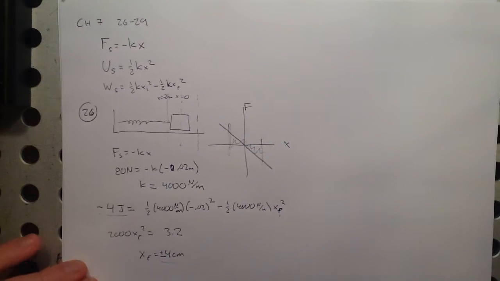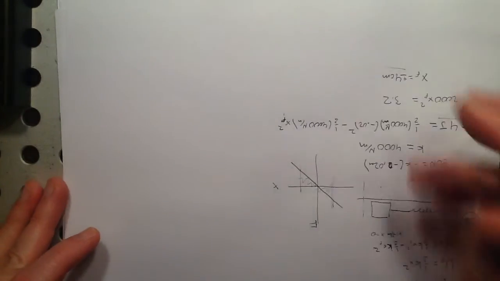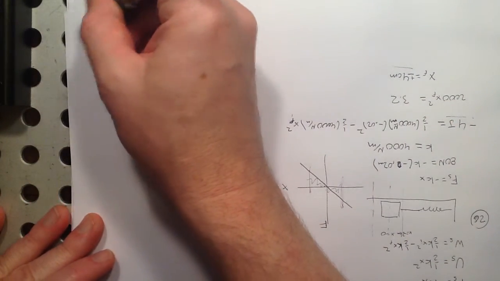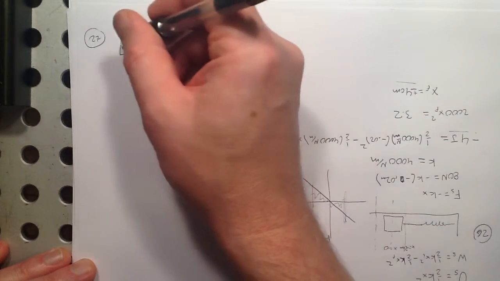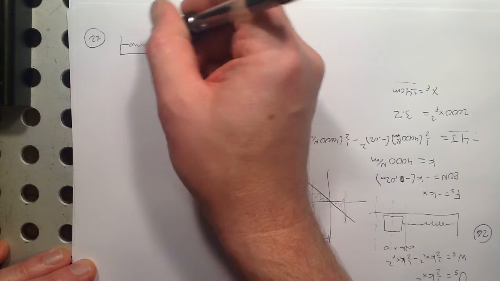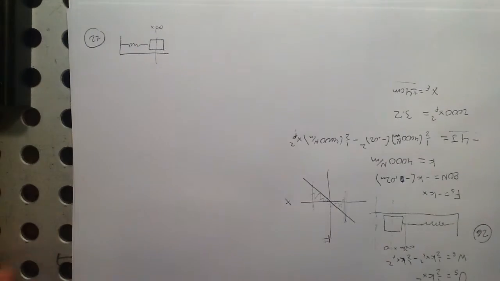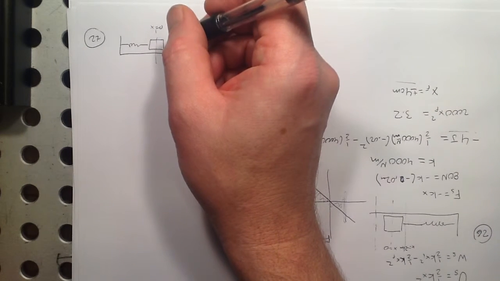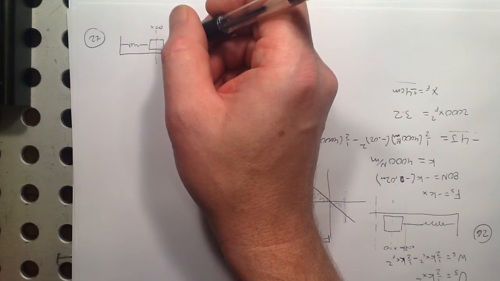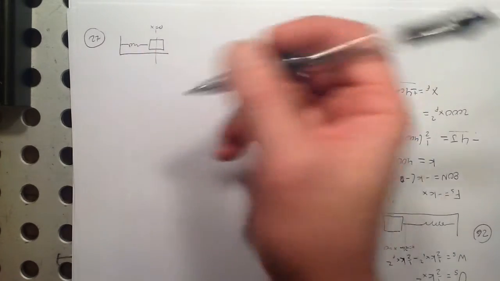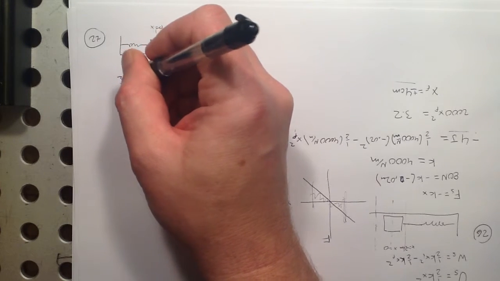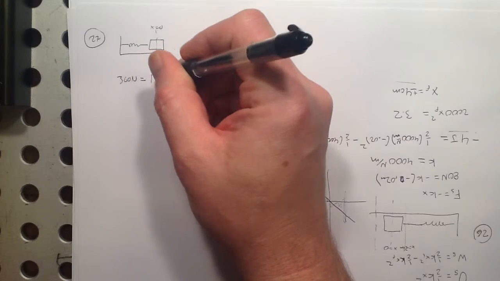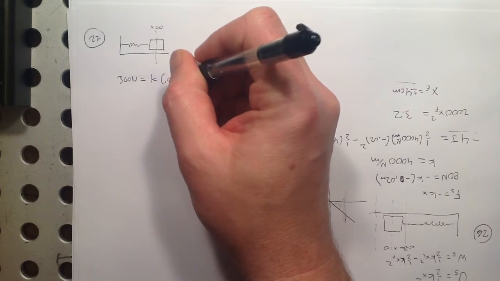27. I'll use the other side of this paper here. A spring and block are in the arrangement of figure 7-9. Again, that's this arrangement where this is the equilibrium position. When the block is pulled out to 4 centimeters, we must apply a force of magnitude 360 newtons to hold it there. That's basically giving us a way of finding k. So it takes a force of 360 newtons to hold it at 4 centimeters.